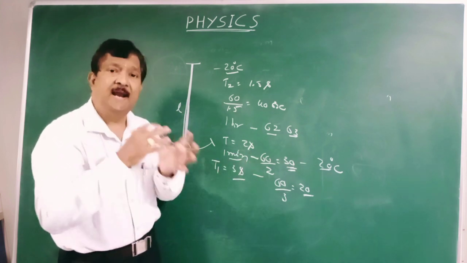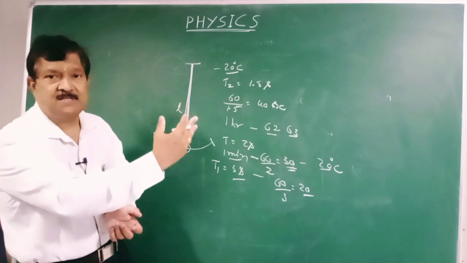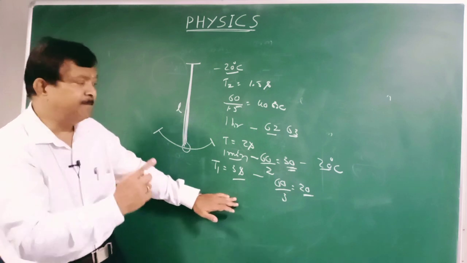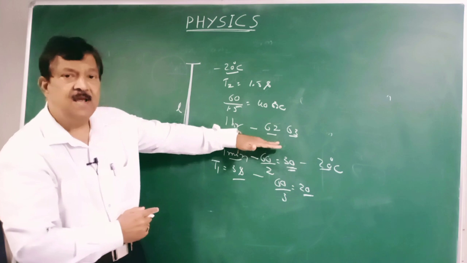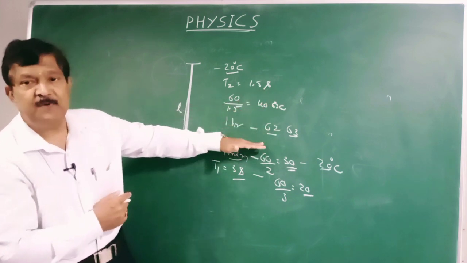How much it will go fast or slow, we will discuss in the next class. But for the time being, remember that in hot summer at a high temperature, the pendulum clocks go slow, and at very low temperatures or in severe winter conditions, the pendulum clocks will be going fast.